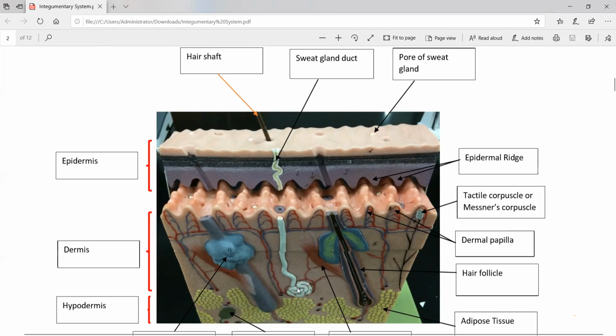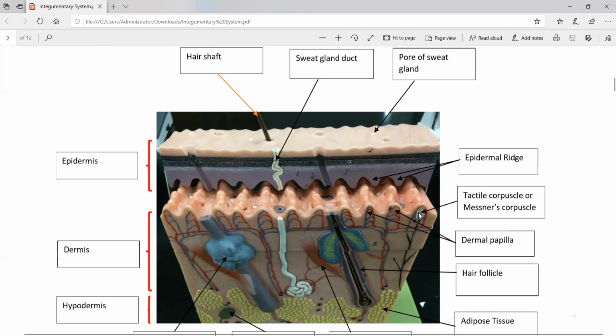The white ball of lines down here, that is going to be your sweat gland. Then you have the long tube going up from the sweat gland, that's your sweat gland duct, and it's going to end in these white holes. Those are the pores of your sweat glands.